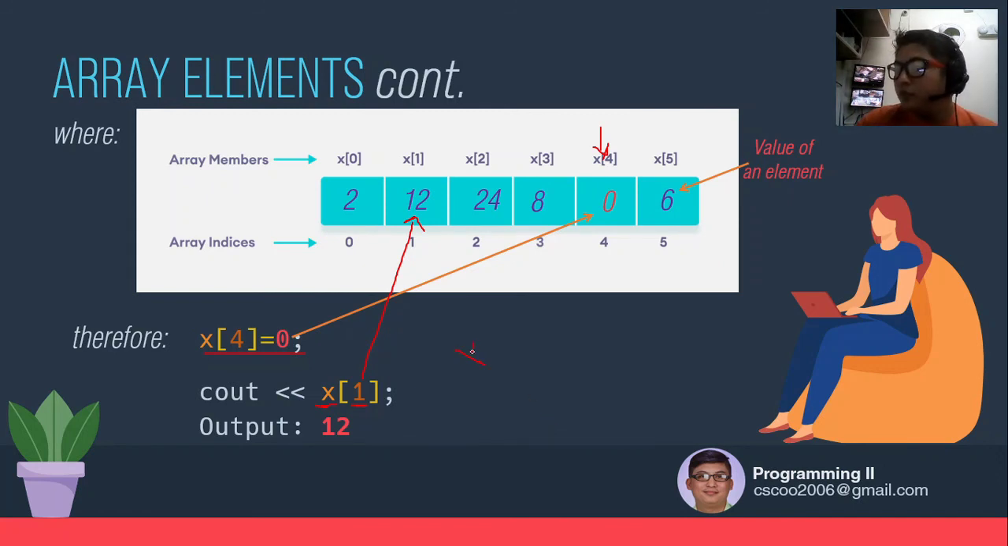Again, if you call a value of an element which is not part of the elements, let's say 7, it will return an array elements out of bounds error because wala naman tayong x of 7. Okay? I hope clear siya.